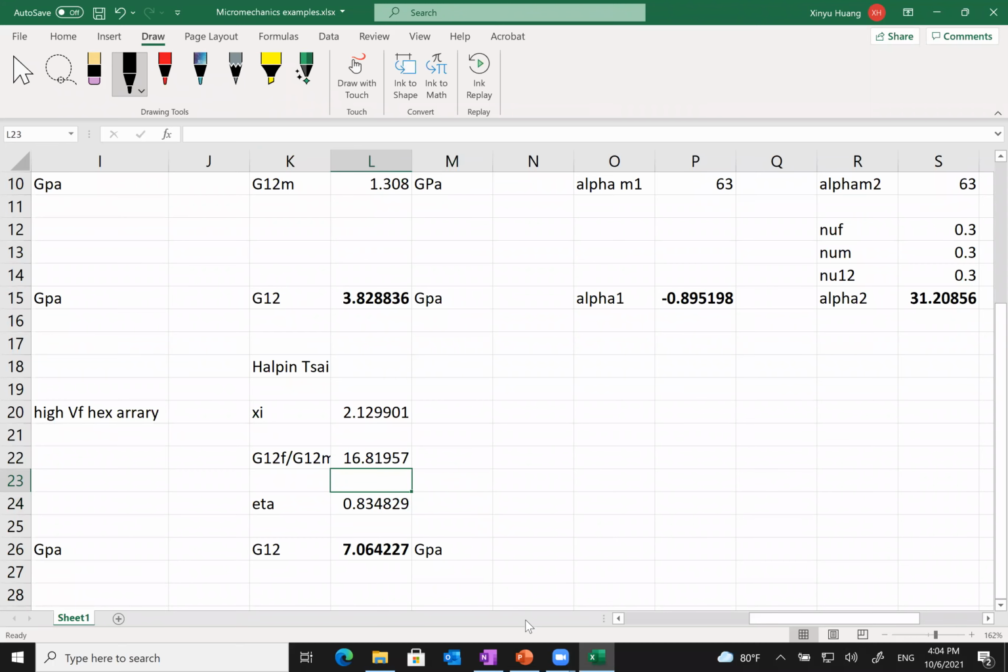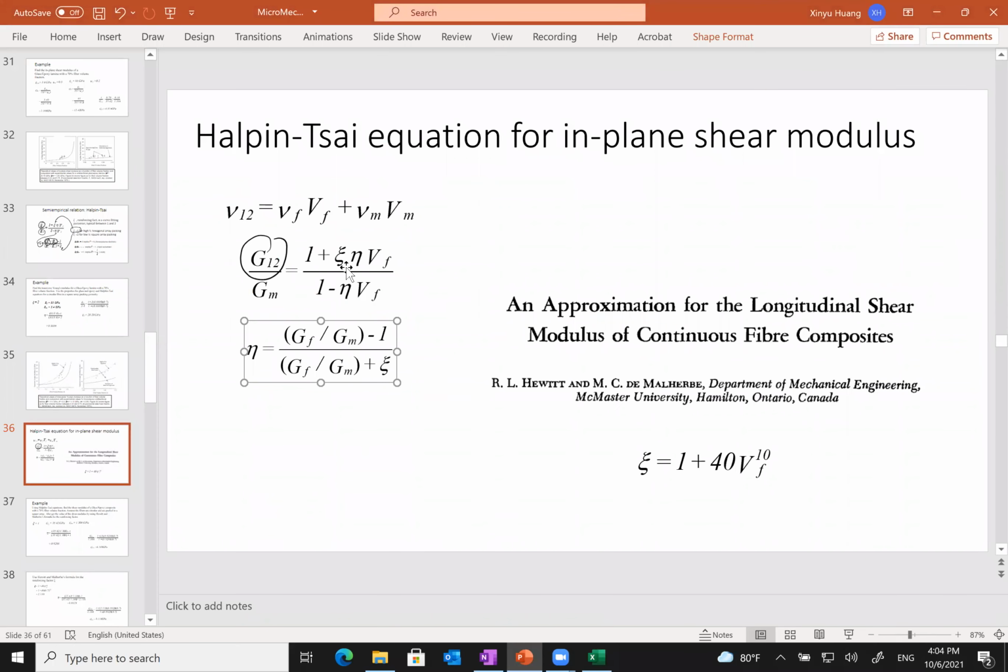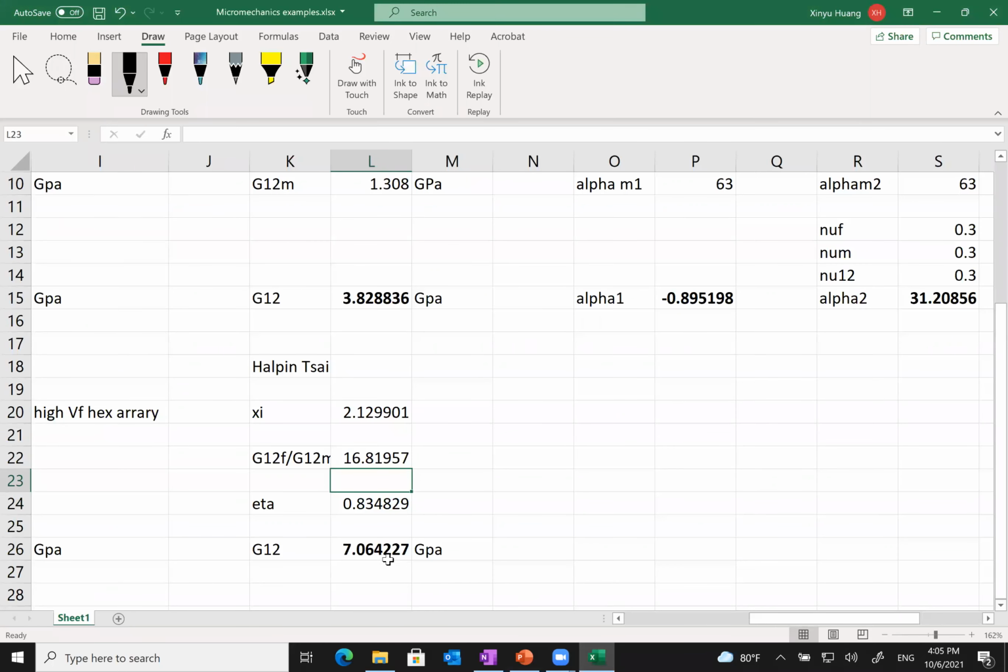Finally, I plug eta and xi into this equation. This is the shear modulus of the matrix. GM is the matrix, and this is a whole bunch of parameters: xi, eta, and VF. VF is 0.7. Xi is this number, 2 point something, and eta is this number. So plug everything in, you calculate G12. G12 is 7.06. Again, it's higher than the Reuss limit, which it should be.